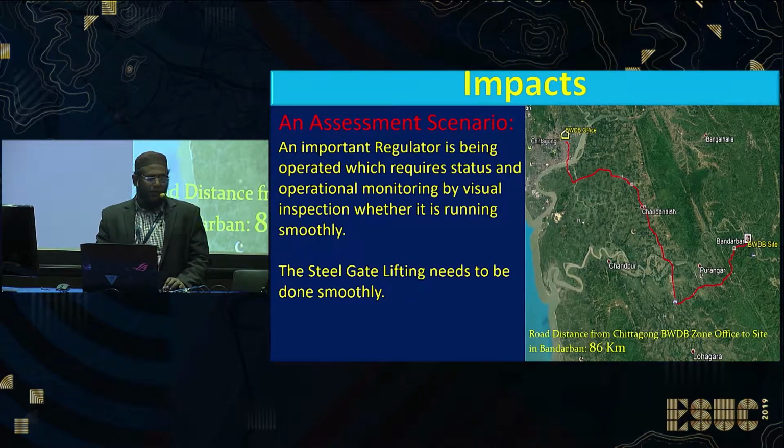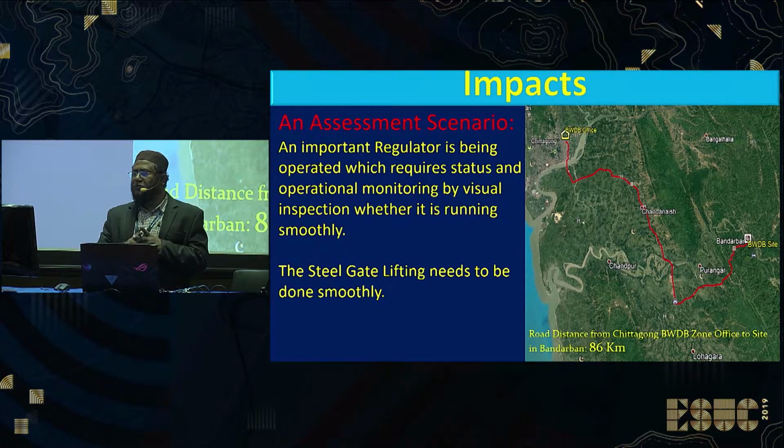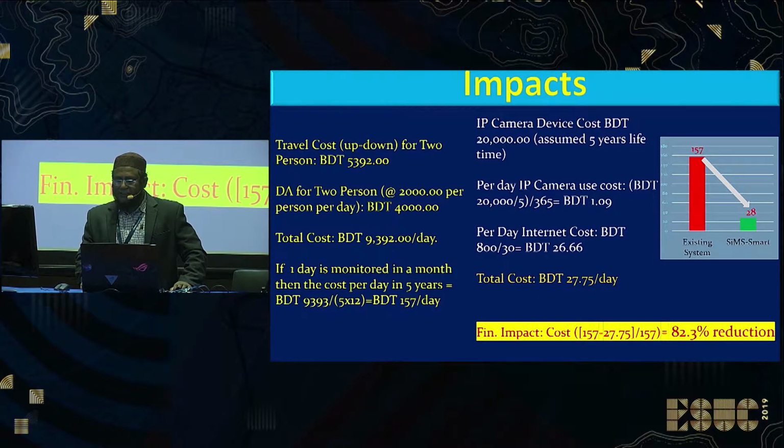Now we have done a small impact assessment. It was a site location, and the office is 86 kilometers away. So if each year the site is visited, 2 persons go there and come back, transport cost is there, and there are other costs, DA, daily allowance. Total cost for 5 years comes to 157 taka per day. But if this Sims Smart is applied, we have estimated that the cost came down to 27.75 taka, which is an 82.3% reduction of cost. But there are many other peripheral advantages.